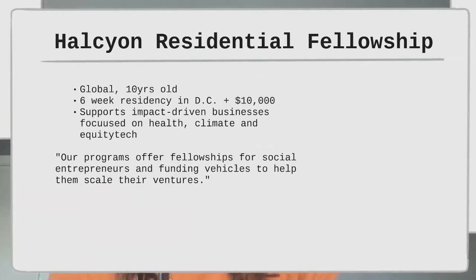Another one is the Hasseline Fellowship. Now, this one is global. They're looking for folks all over the world, and this funder is about 10 years old. Now, in addition to providing $10,000 in monies, they also have a 6-week residency in DC. So if you've always wanted to live in DC, you want the opportunity to just really immerse yourself in DC, then this is a cool fellowship for you.